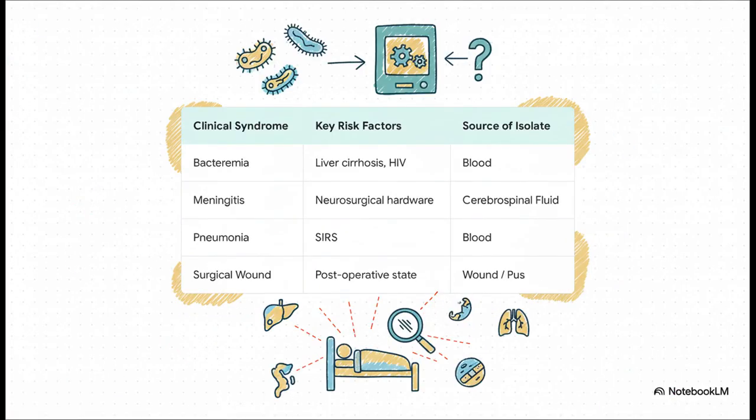And this table really breaks down where this bug causes the most damage. I mean, it is a classic opportunist, right? It goes after our most vulnerable patients. You see bacteremia in folks with liver cirrhosis or HIV. You see absolutely devastating meningitis and VP shunt infections, especially in preemies with neurosurgical hardware. The common thread running through all of these: a severely compromised host.